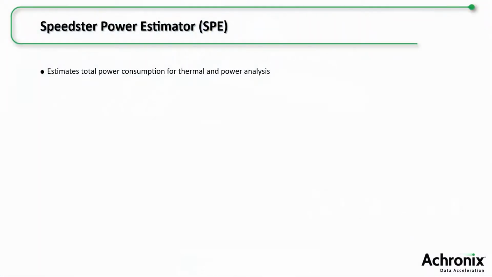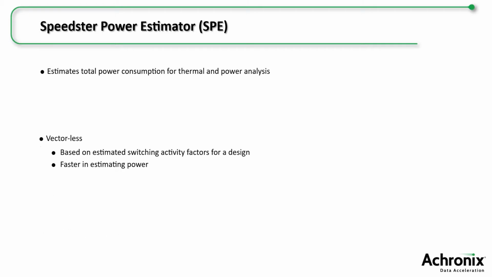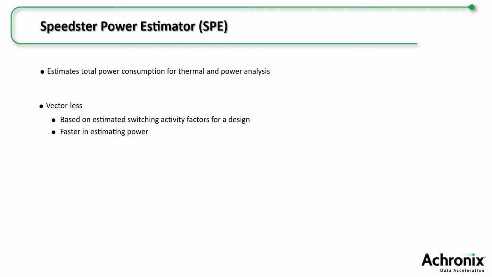The Achronix Speedster Power Estimator, or SPE, is a spreadsheet-based tool that enables the user to estimate the total power consumed by the FPGA, which is used for designing the thermal and power requirements of the chip. The SPE uses the vectorless method for estimating power. This means that the power is calculated based on the toggle rate for various resources specified by the user, and this makes it much faster than the vector-based method since it does not require any real-time simulation data.